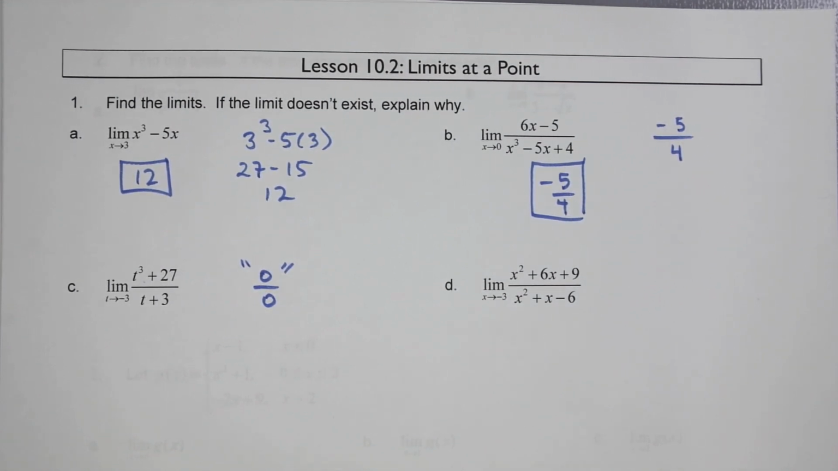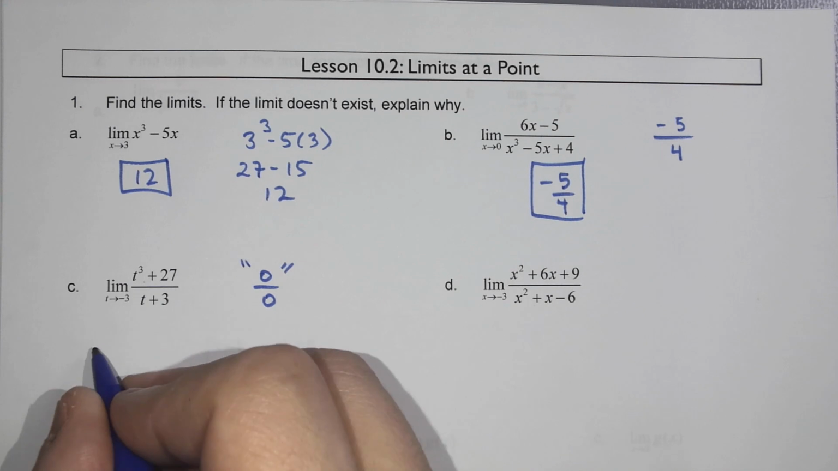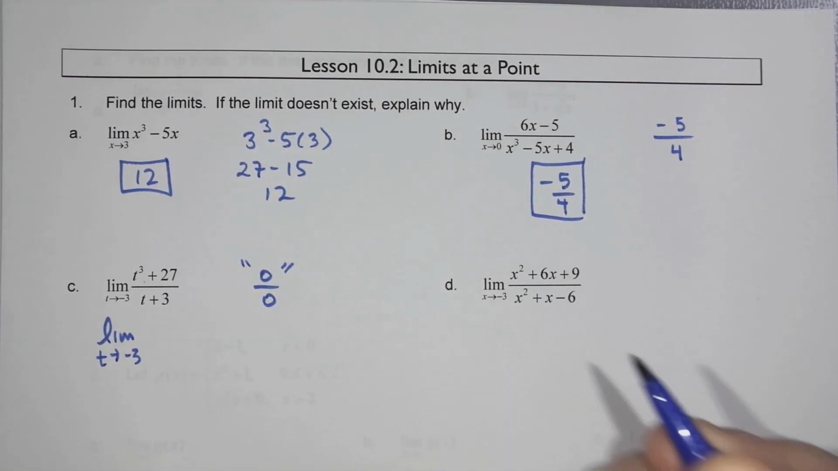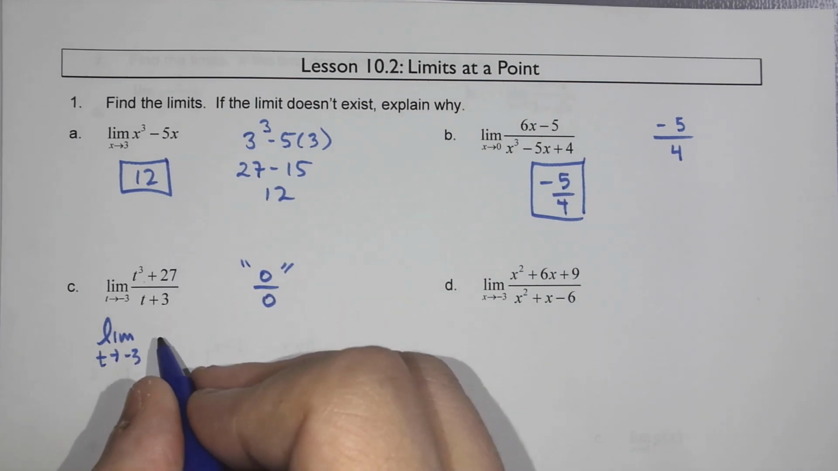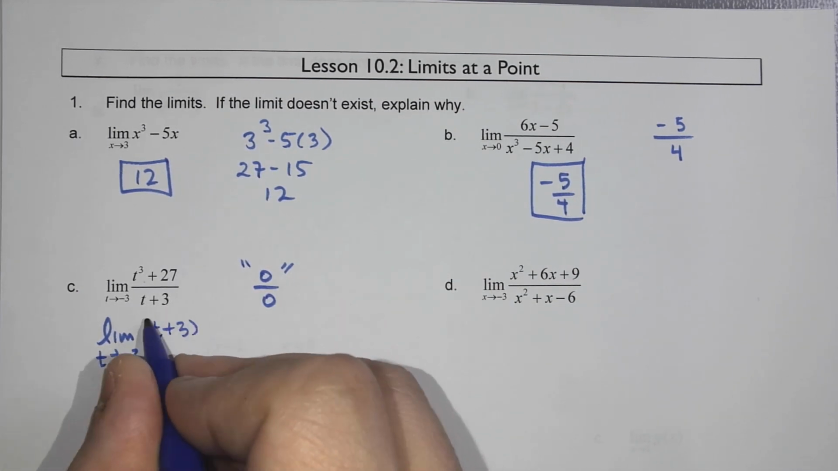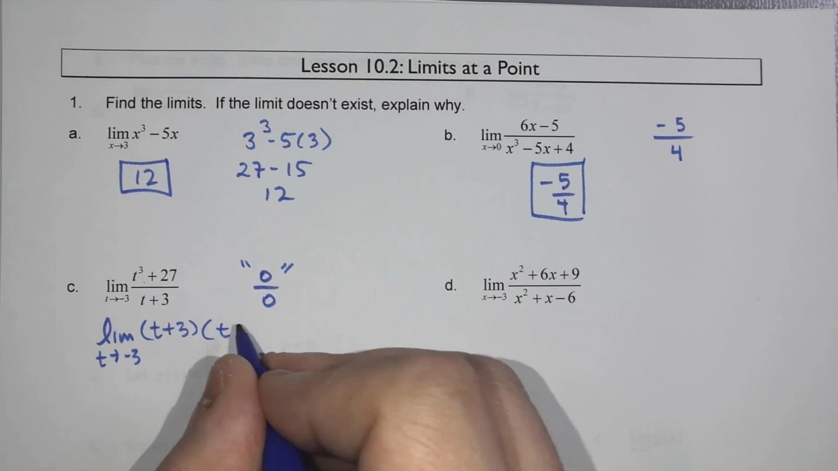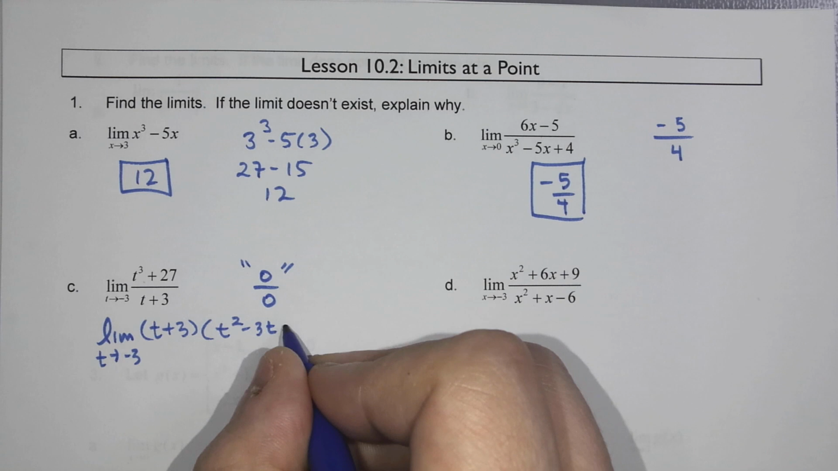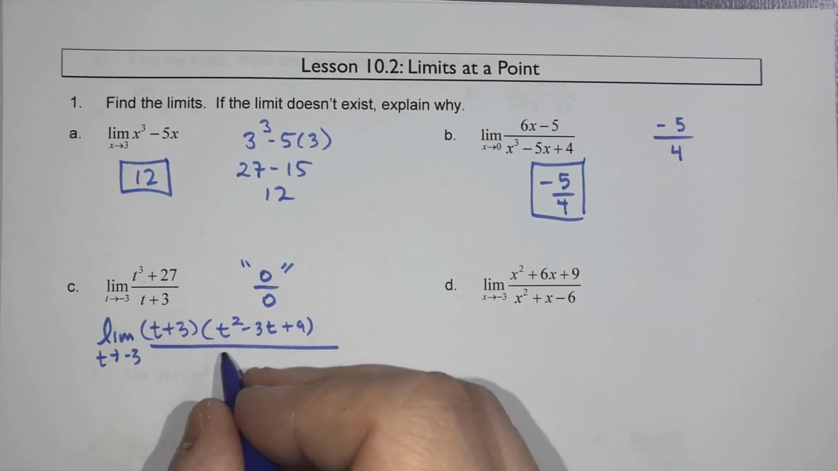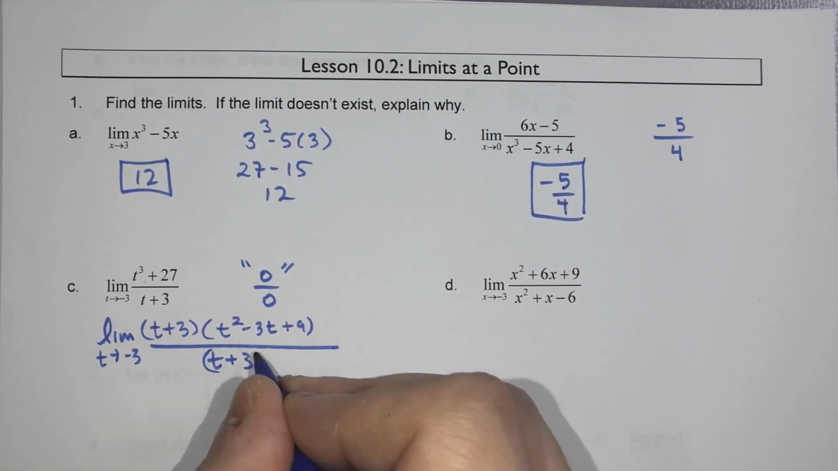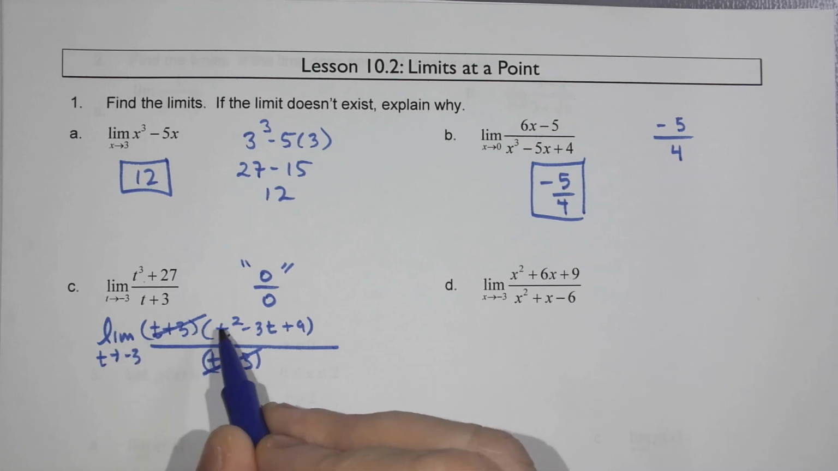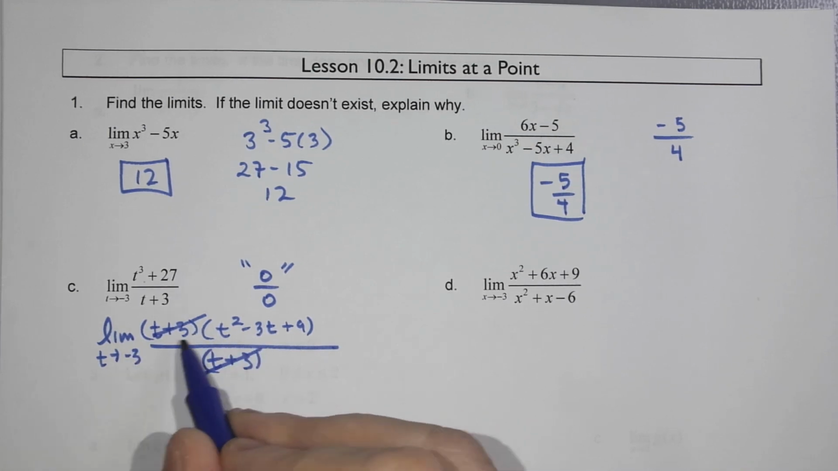Okay, this means that we have to do something to this problem in order to make it something we can work with. So I'm going to do some algebra. Let's take the limit as t goes towards negative 3, and in the numerator, I'll factor t plus 3 times t squared minus 3t plus 9 over t plus 3. Algebraically, I can simplify, I can cancel out the t plus 3. And now what would I get if I replaced t with negative 3?